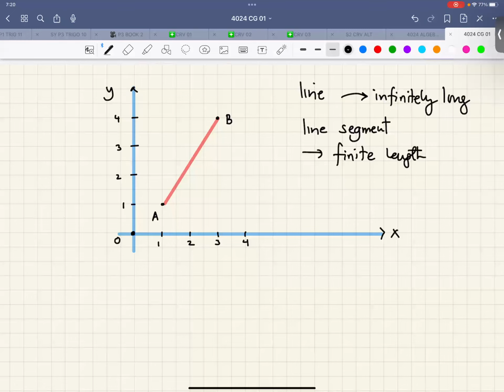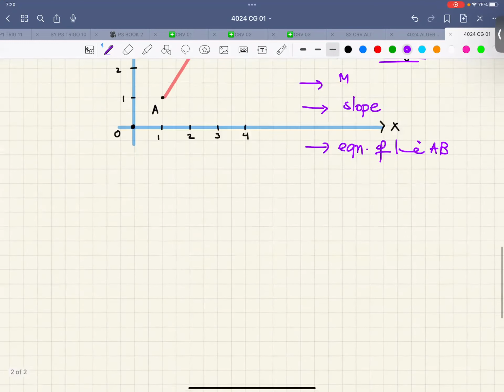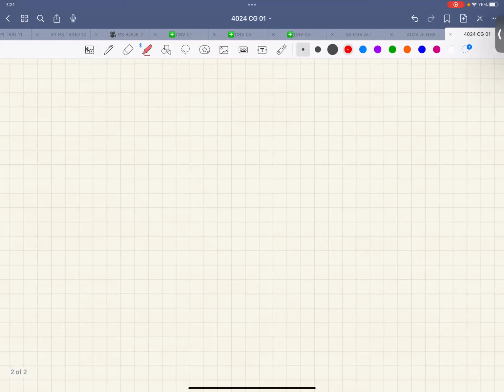Now, what else is there? I can find the midpoint of AB. Let me label this as M. I can find coordinates of M. I can find the length of this line segment. I can find the slope of this line. I can find the equation of line segment AB. Now, let us get started with the formulas first.